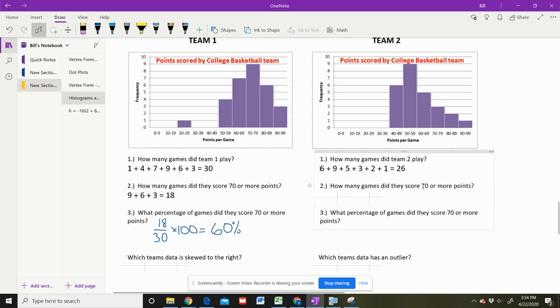How many games did they score 70 or more points? So we find where 70 is on our histogram. We go up and we see it's three games where they scored between 70 and 79, and then we just go up because we want to find 70 or greater. So 3 games at 70 to 79, 2 games at 80 to 89, and 1 game at 90 to 99. So we're going to have 3 plus 2 plus 1.